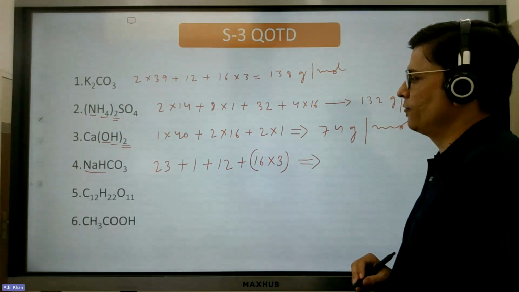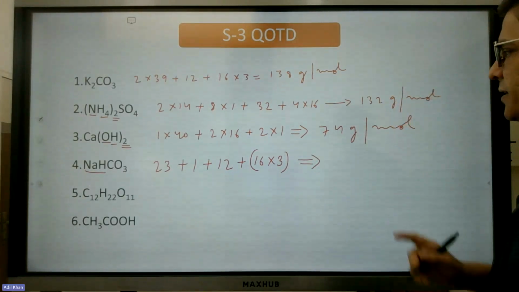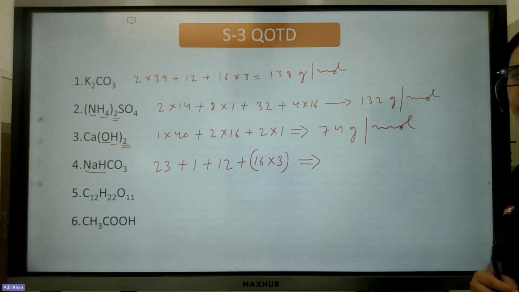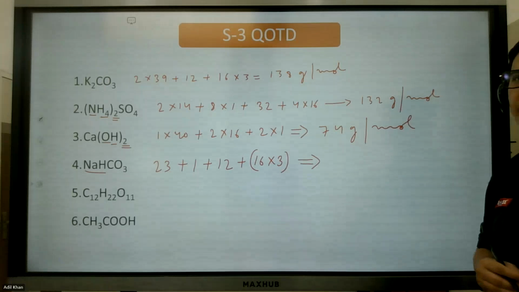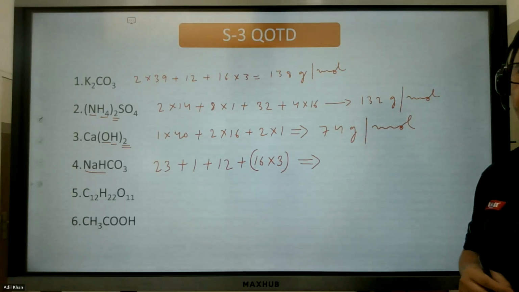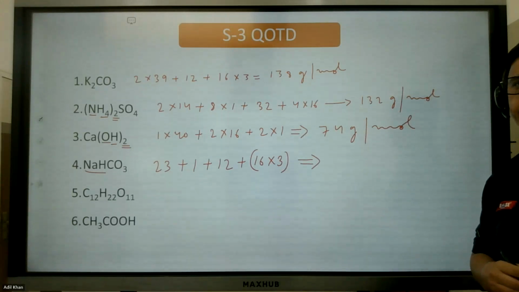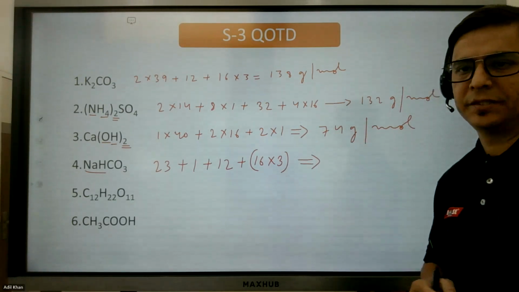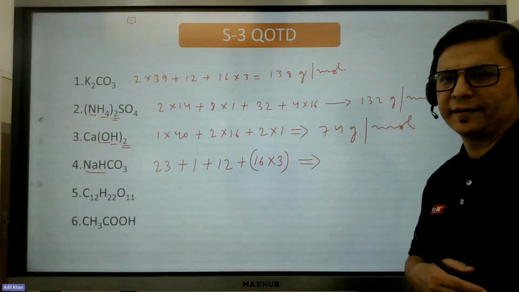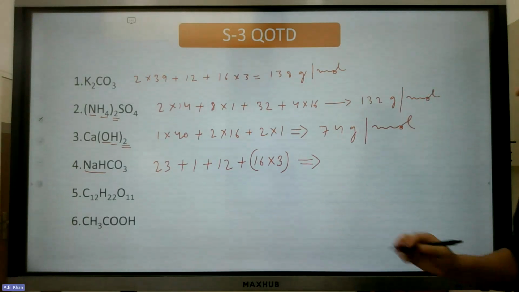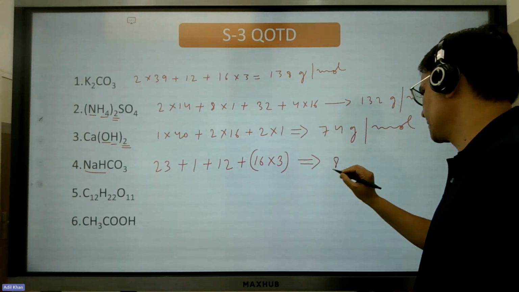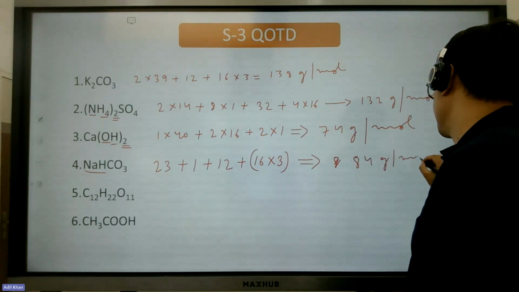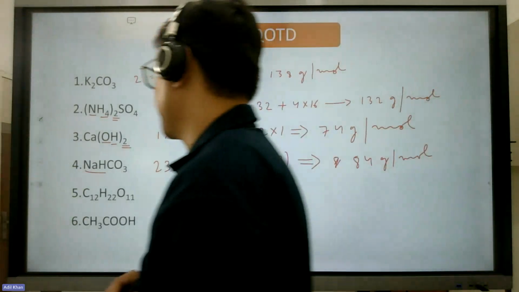So 23, 24, 36, and your 16 into 3, that is 48. How much mass will you get? Find out quick. Let me know the answer. How much will you get? A little closer to 74, slightly more. So 80. 84 grams or 84 gram per mole. That is the correct answer.